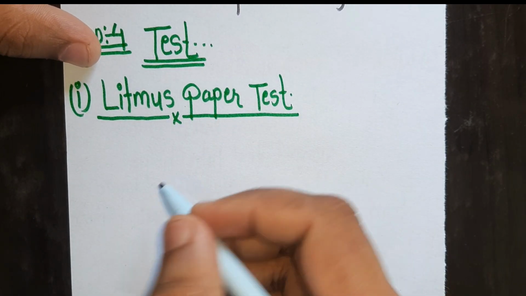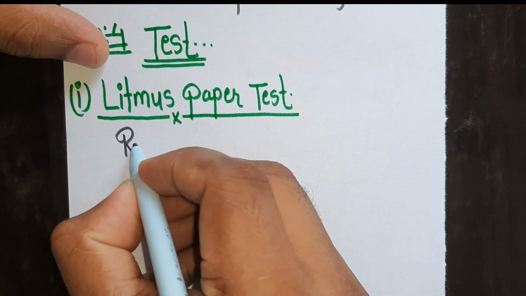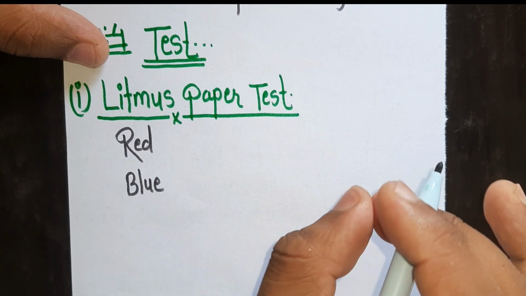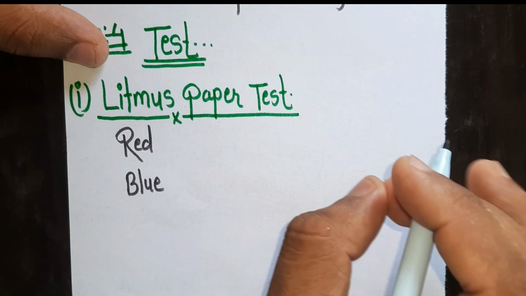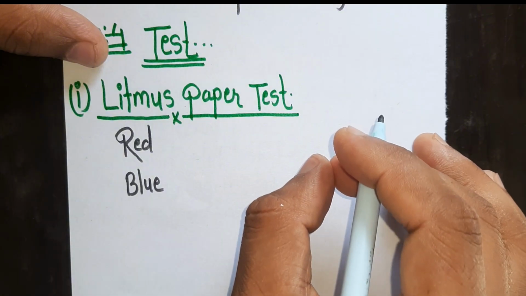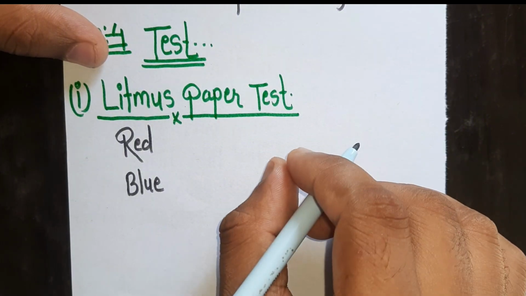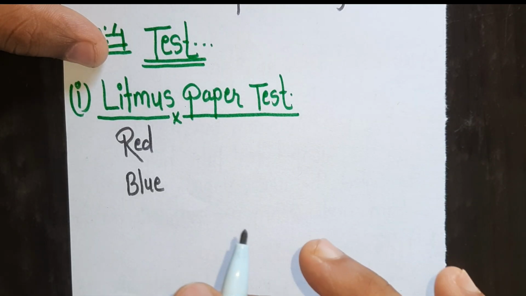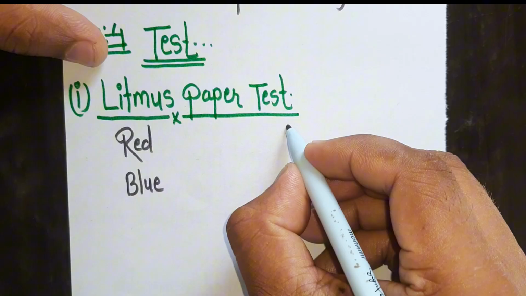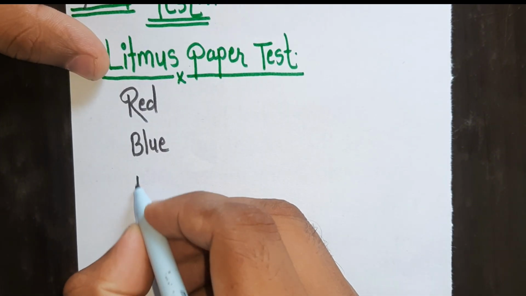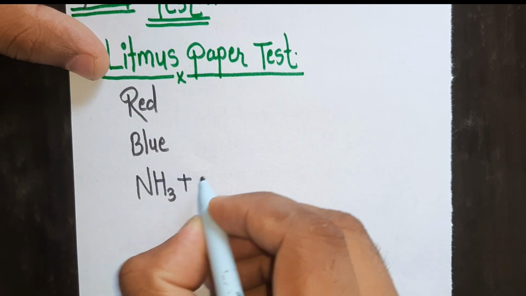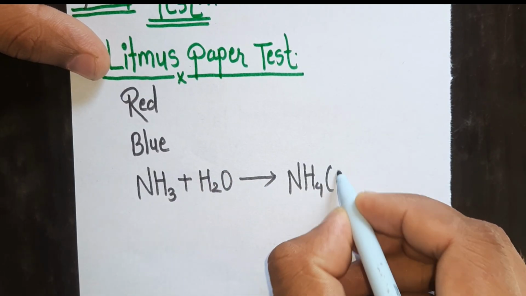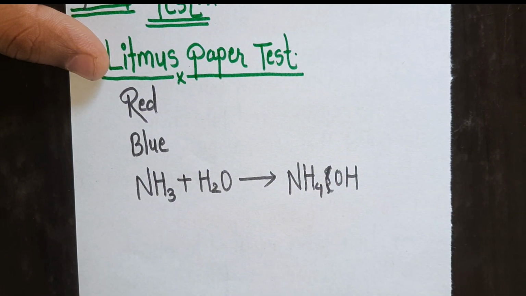Litmus paper test मा हामीले यहाँ हेर्ने, बुझ्न सकिन्छ भन्दाखेरि red litmus एउटा हुन्छ and another one is blue litmus. And you need to identify here whether ammonia is acidic or basic. As we already discussed, carbon dioxide gas is acidic in nature. Why? Because carbon dioxide gas reacts with water to form carbonic acid. But in case of ammonia, whenever ammonia, NH3, reacts with water, it forms ammonium hydroxide, NH4OH.